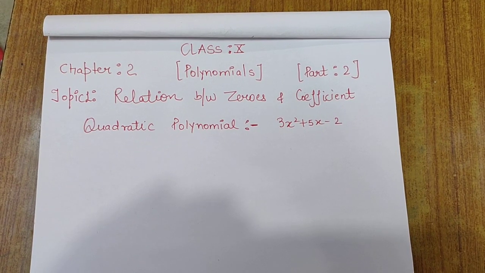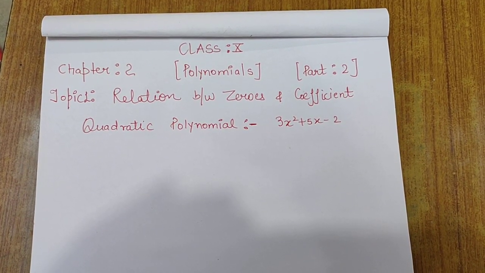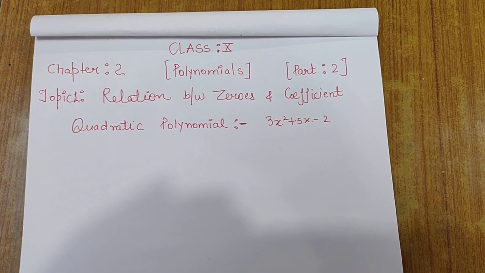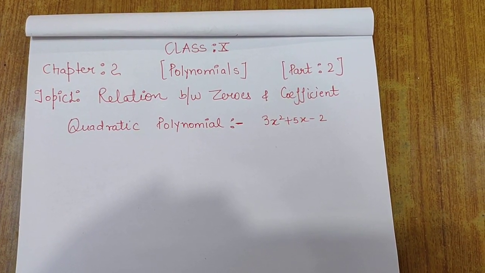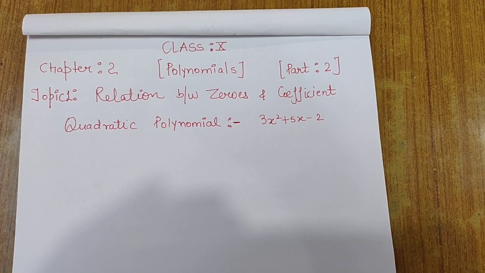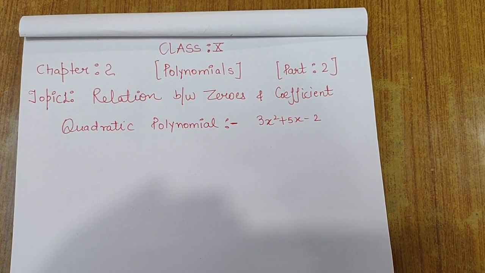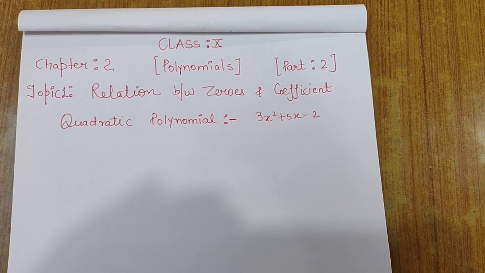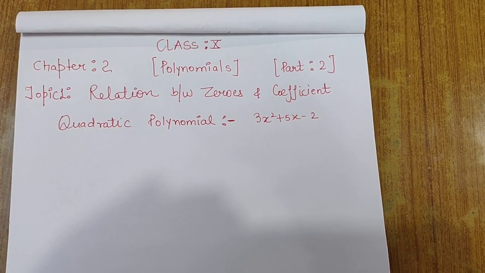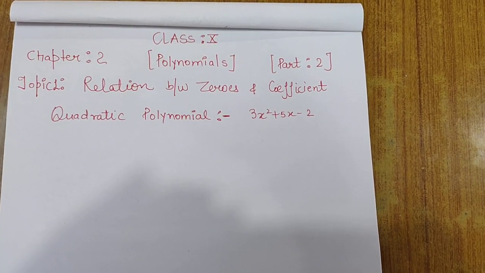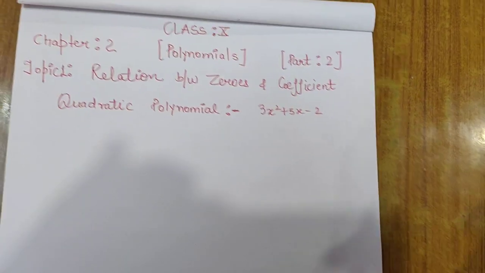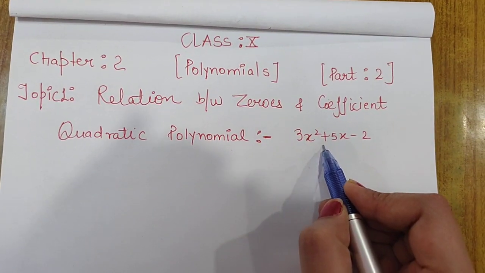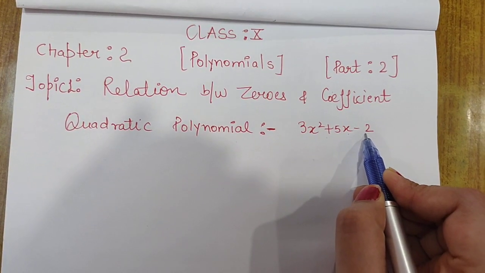Now in this video we will start the topic relation between zeros and coefficients of a polynomial. Zeros of polynomials I have already explained in part 1: the zeros of a polynomial are the values of the variable that make the polynomial zero, and about coefficients you have studied in class 9. Again I am repeating. For this I have taken a quadratic polynomial 3x square plus 5x minus 2.